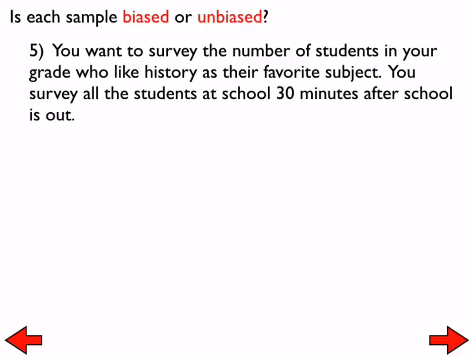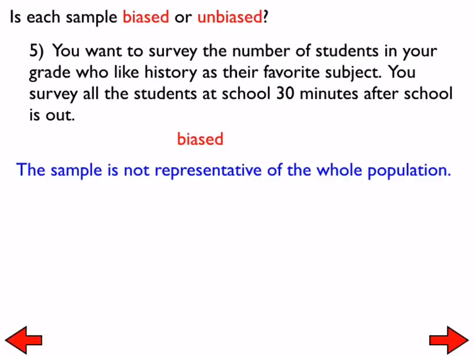Number 5, you want to survey the number of students in your grade who like history as their favorite subject. You survey all the students at school 30 minutes after school is out. That is biased because what about the students who were there 5 minutes before that? They're gone now. So that's a biased situation. The sample is not representative of the whole population, and that's the whole idea. We need it to represent the whole population, even though we may not be interviewing the whole population.